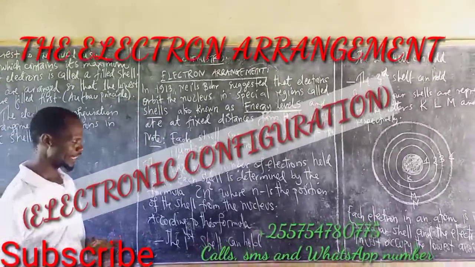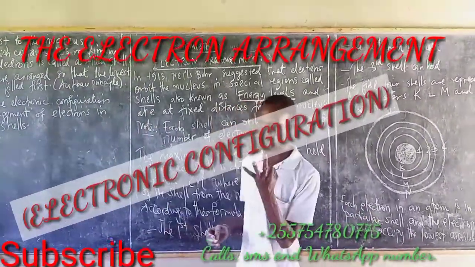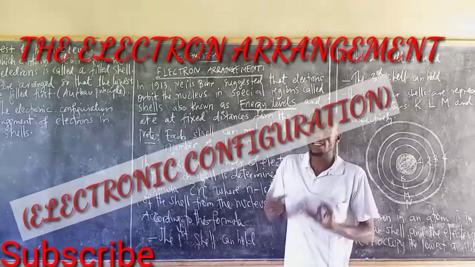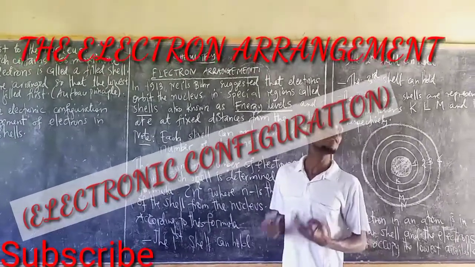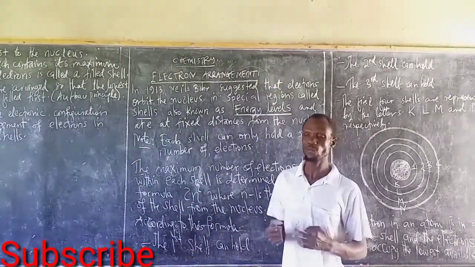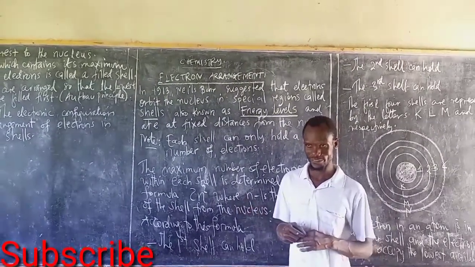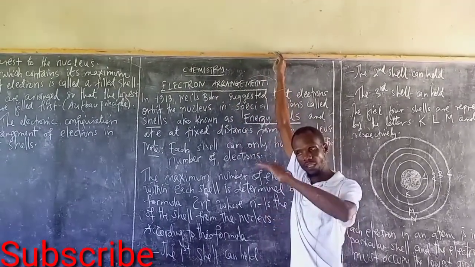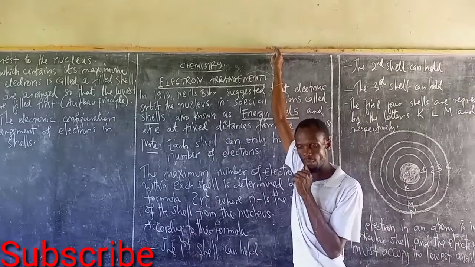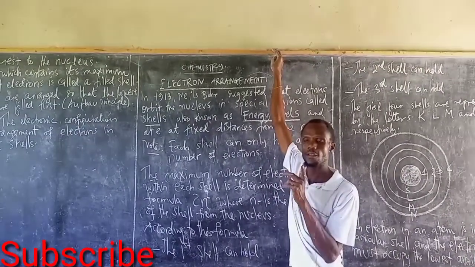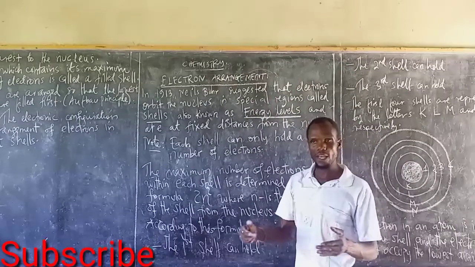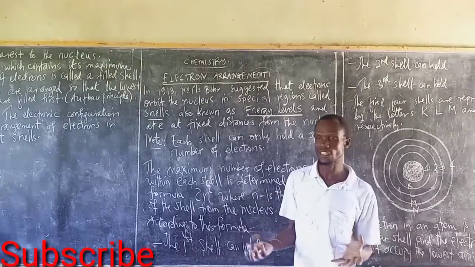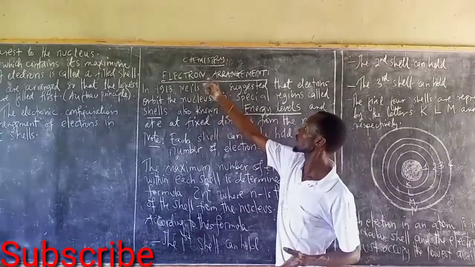After we have seen an atom is made up of the three subatomic particles and their positions, now we start dealing with every subatomic particle, the way they are arranged. So we start with electron arrangement. We have seen electrons revolve around the nucleus, in the orbit. How are they arranged? That is called electron arrangement.